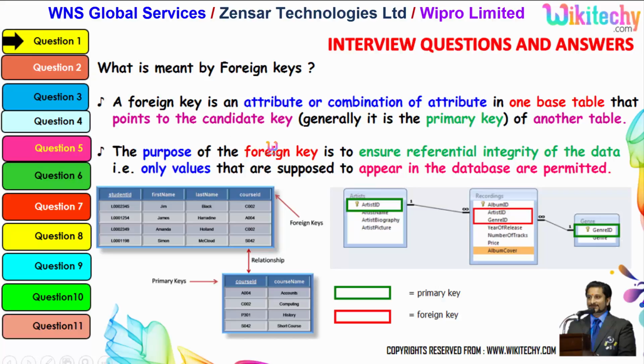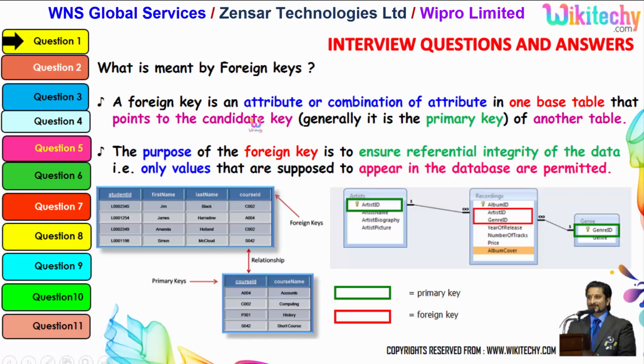Here is the question. What is meant by foreign keys? Considering a database, multiple tables are interrelated via a relationship between the tables using keys. The key which uniquely identifies a data is called a primary key, and when it is referred to in another table, they call it a foreign key.